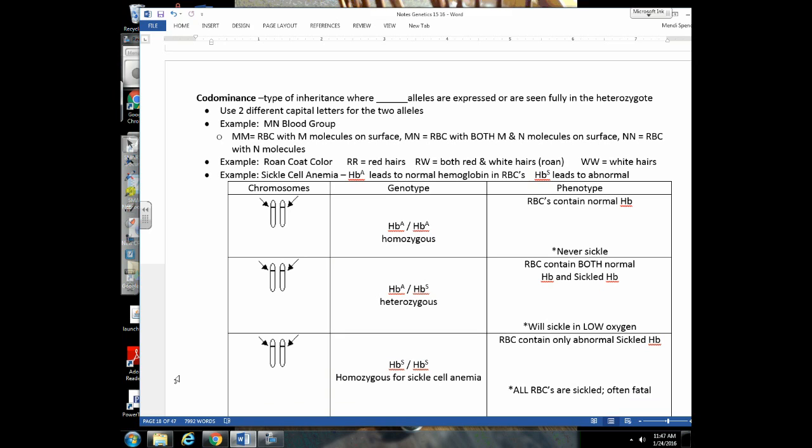Okay, so another type of inheritance that does not follow the rules of Mendelian genetics is codominance. In codominance, we have both alleles being expressed. One cannot mask or cover up the other one. In this situation, we're going to use 2 different capital letters to represent these 2 different alleles.